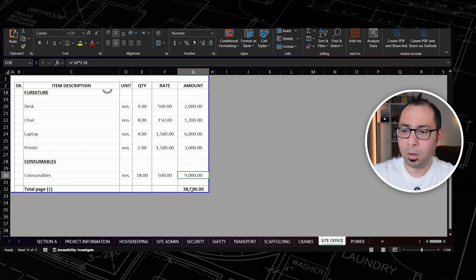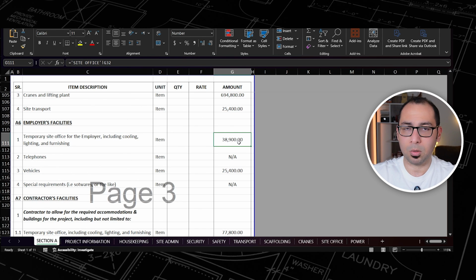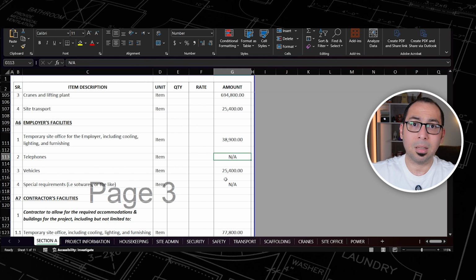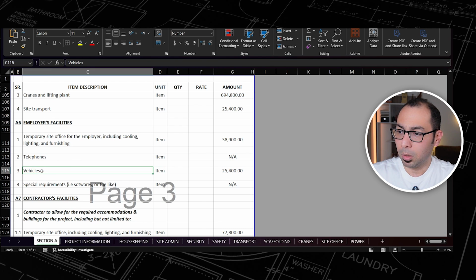So I'm getting 9,000, and this is how I am getting 38,000 here, which will come here. So I am assuming that I will put 1 porta cabin for the client. Then telephones, we'll see whether our contract says that we have to provide telephones to the client. If yes, then again, how much is the package, multiplied by 18 months, which is the duration, and you will put the value here. In this case, this item is not applicable.